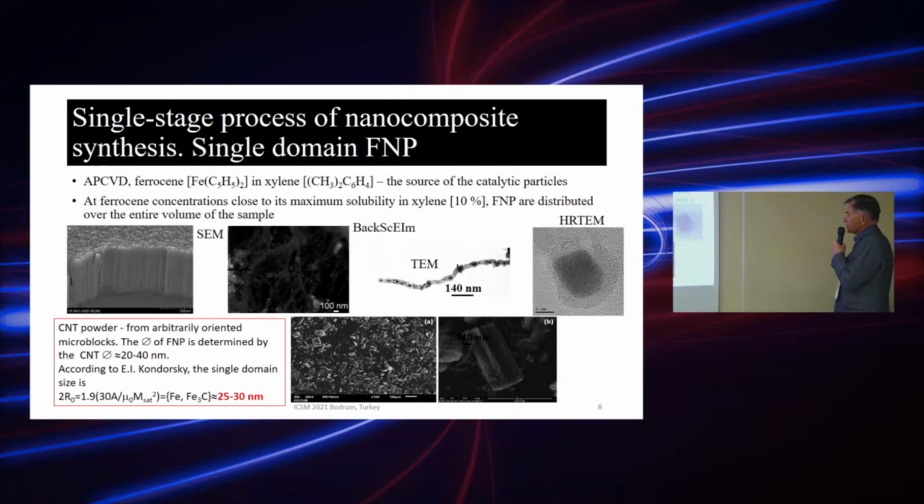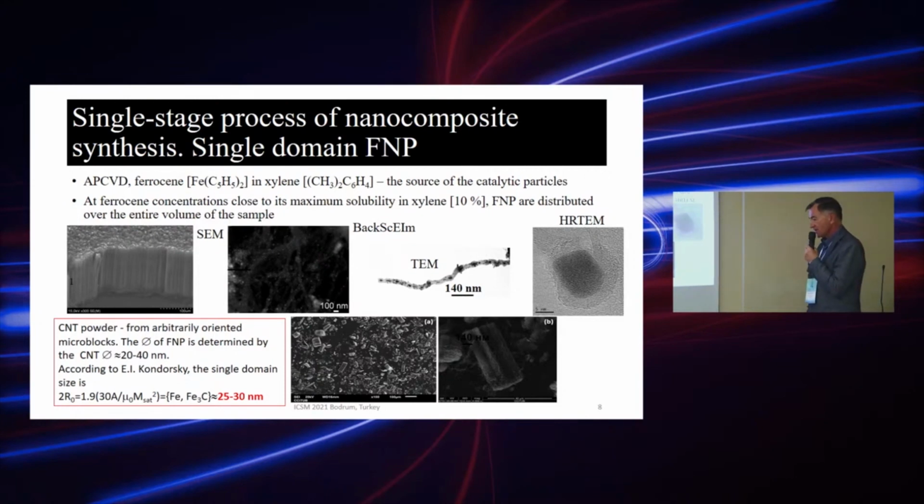So about samples, as I told, we work with carbon nanotubes, so we consider it as a magnetic nanocomposite. Why? Because the catalytic particles to grow carbon nanotubes usually are 3D metals. In our case, we use ferrocene, which contains iron, the solution of ferrocene in xylene. So this is the source of our catalytic nanoparticles. The method is atmospheric pressure CVD.